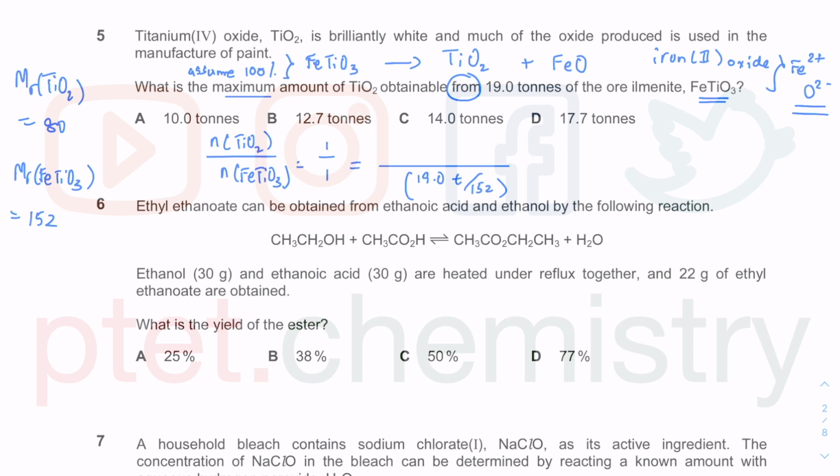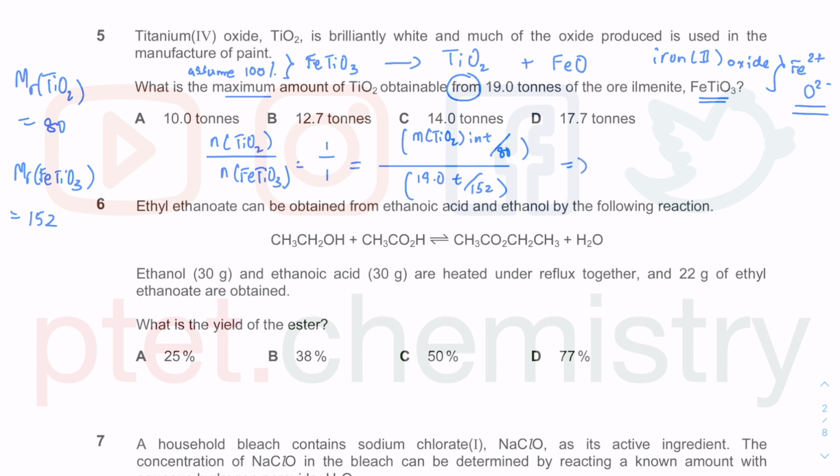Since I made this in tons, that means the mass of TiO2 on top will be the mass of TiO2 in tons as well. Mass divided by MR will give me the mole. The reason why I don't have to convert to gram is because if this is in tons and this is in tons, the unit conversion gets cancelled out.